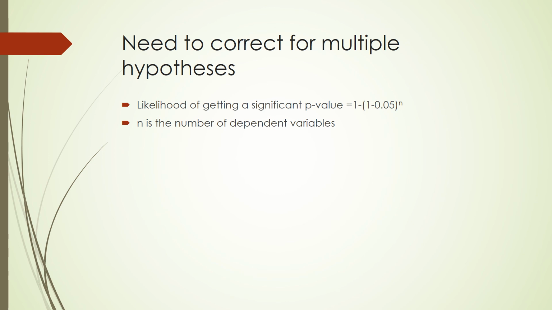Now, here's the thing that I think is a big deal. I'm sure a lot of other scientists and researchers do not think that this is a big deal. I want you to know this equation right here. So p-value is equal to 1 minus (1 minus 0.05) to the n power.